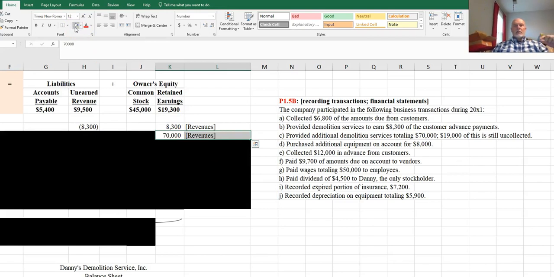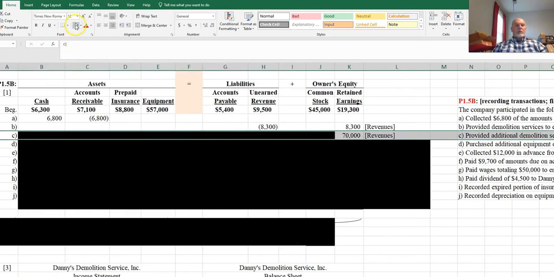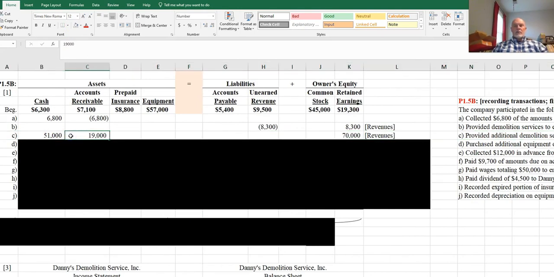Now the other question is, have the customers paid for this? Well, they've paid for part of it. $19,000 is still uncollected. So that means that we have collected $51,000. We'll add that to cash, and the $19,000 is added to accounts receivable because they still owe that to us. Now in this one, notice that we changed both sides of the equation. On the right side, retained earnings went up.